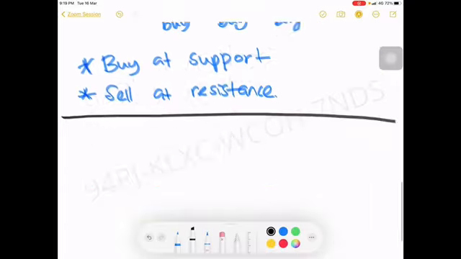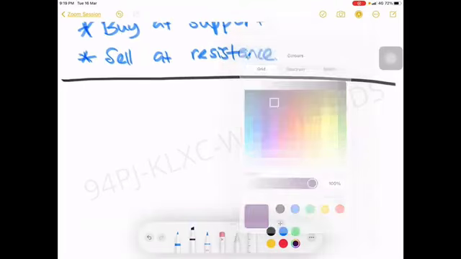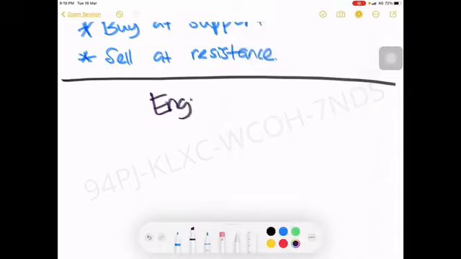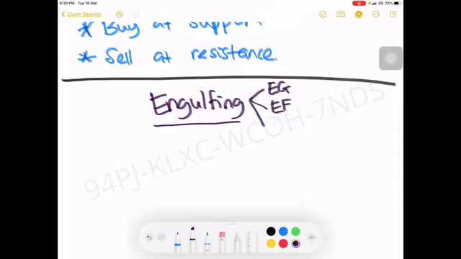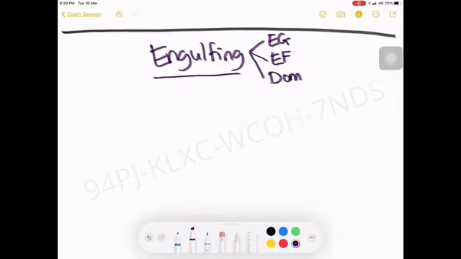Okay. So I'm going to go with engulfing. Now we are at engulfing. There are three types of engulfing. We have engulfing, just a normal one, and then we have EF, and then we also have DOM. Now we're going to learn about the EG first. Easy.